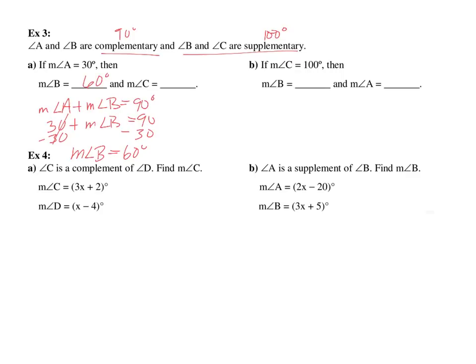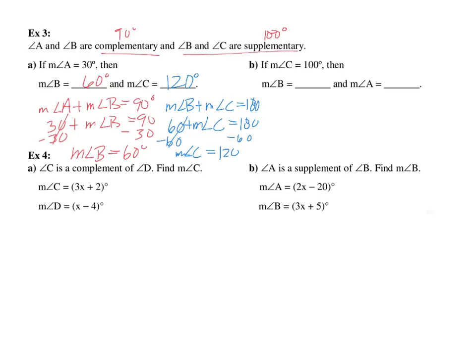All right, 60 degrees. All right, then if I want to figure out C, I'm going to have measurement angle B plus measurement angle C is equal to 180. Then I have 60 plus measurement of angle C is equal to 180. Subtract 60, and measurement of angle C is equal to 120. Done.